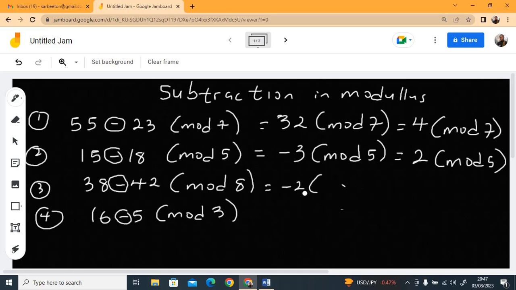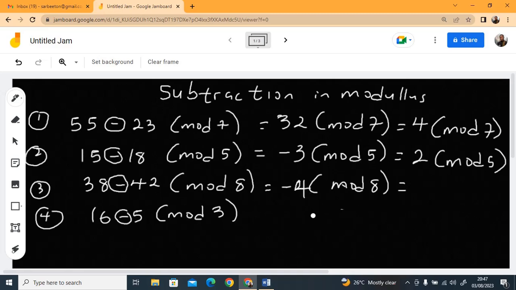Is it minus 2 or minus 4? It's minus 4. Sorry for this. This is minus 4. Should give us minus 4. Mod what? Mod 8. Sorry for that. Now you think of a number that if you multiply it with 8, then you add another number to it to give us minus 4.